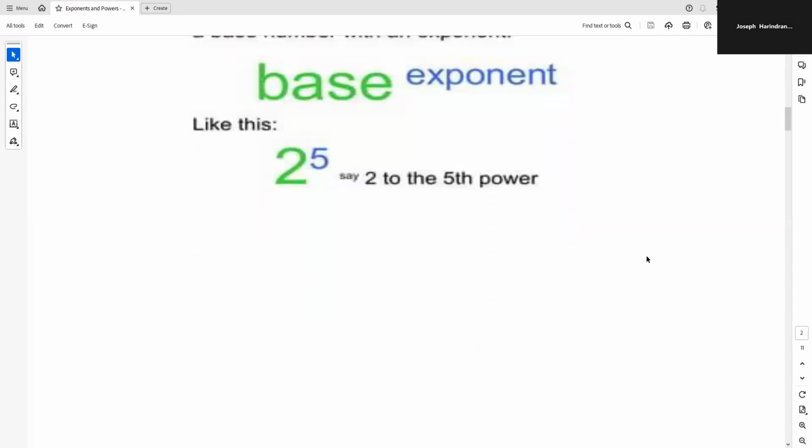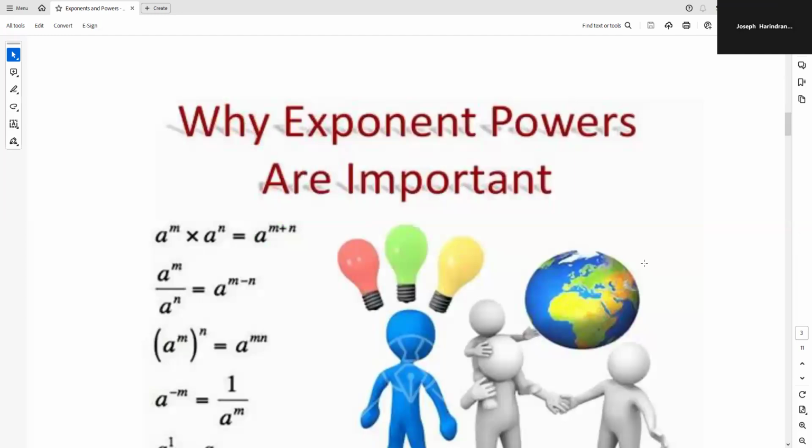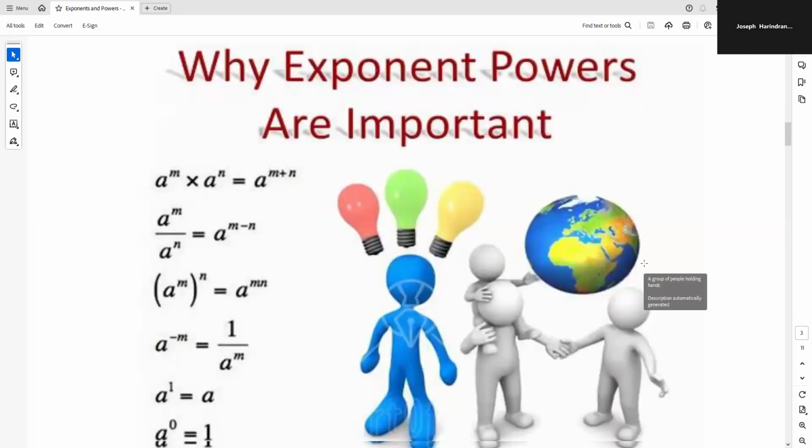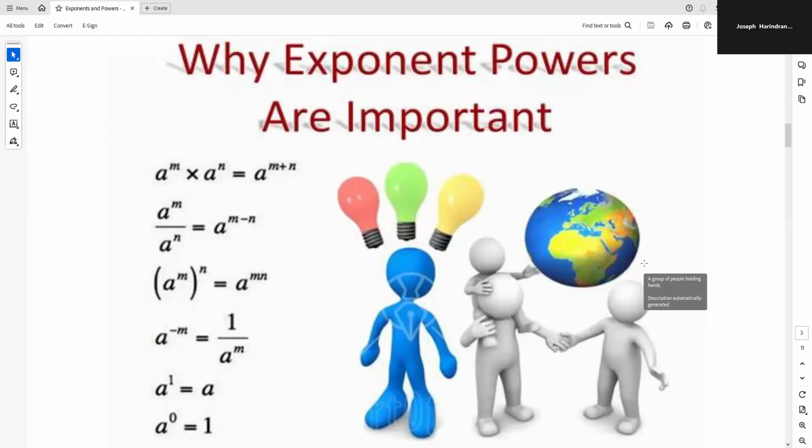Why are exponents and powers important? Let us see. There are some laws of exponents. The multiplication rule: a power m into a power n is equal to a power m plus n. Same base, but raised to different powers. We multiply these two, the product rule, that is a power m plus n, we add the powers. a power m divided by a power n is equal to a power m minus n.